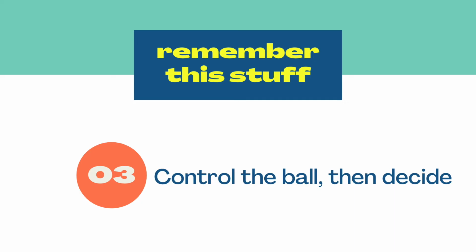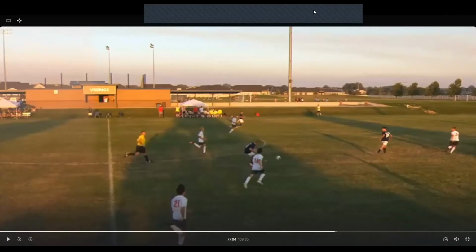The next couple are going to be examples of how important it is to be patient, to control the ball, then decide what to do with it. There's a tendency, particularly with young players, to panic and to do the first thing they think of, or even worse, make one-touch passes when they don't have to. One-touch passing should be done very rarely and almost never in the middle of the field.